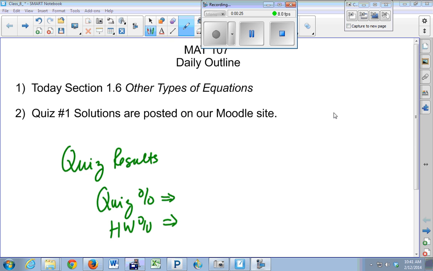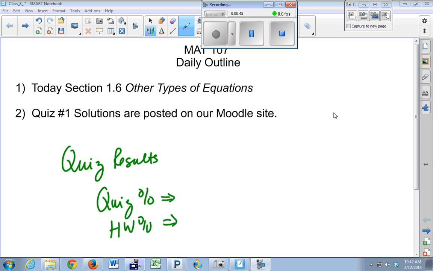So your goal is to be able to recognize what kind of equation am I looking at, and then try to compartmentalize a strategy for each kind of equation. Some of the strategies we can borrow from the equations that you already know how to do, like quadratics and linears. Some of them you have to learn a new strategy to solve them.